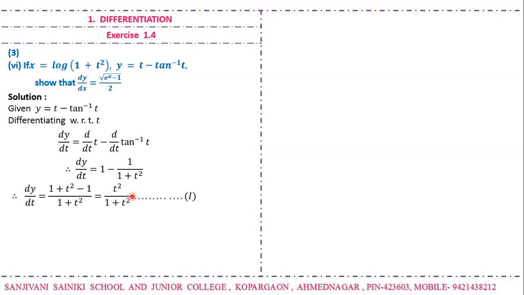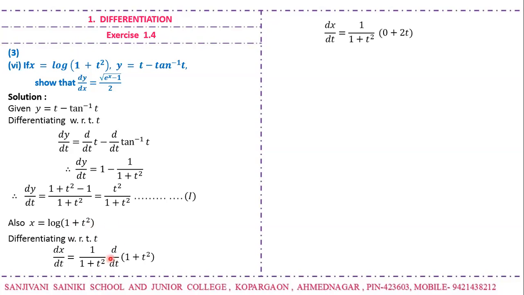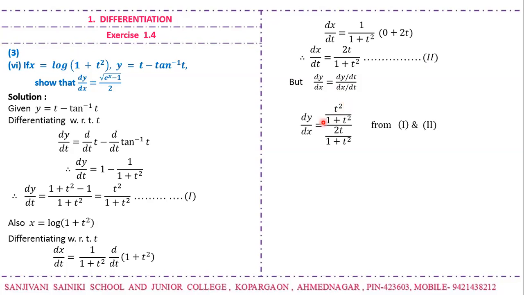Now take our x, log of 1 plus t square, its derivative is 1 upon 1 plus t square into d by dt of 1 plus t square. Derivative of 1 is 0 and derivative of t square is 2t. So 2t upon 1 plus t square. Now we will use parametric differentiation. Then dy by dx is t square upon 2t. That means t upon 2.